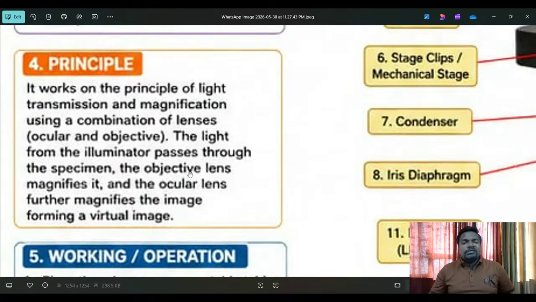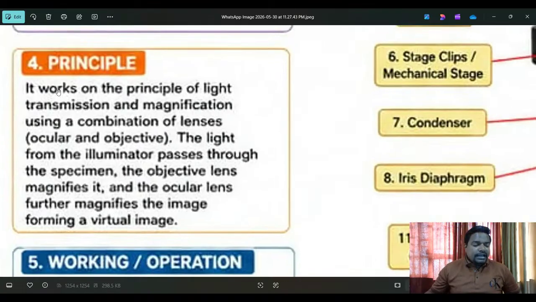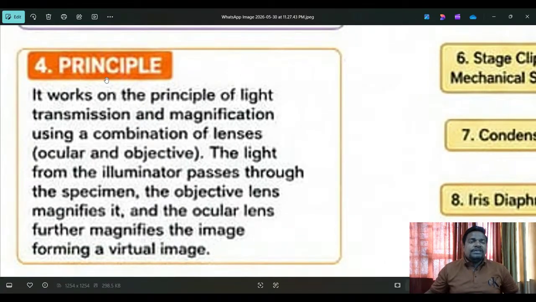But whenever problems come, at that time as a biomedical engineer you have to diagnose very clearly and decide what to do. I will explain, okay. Right. Now see here, I'm going to show you the working principle of the binocular microscope. Let me read it now.